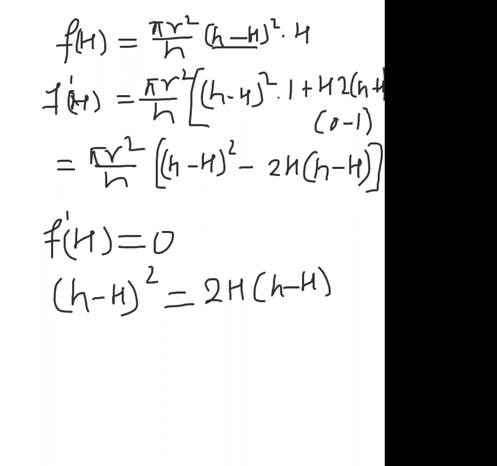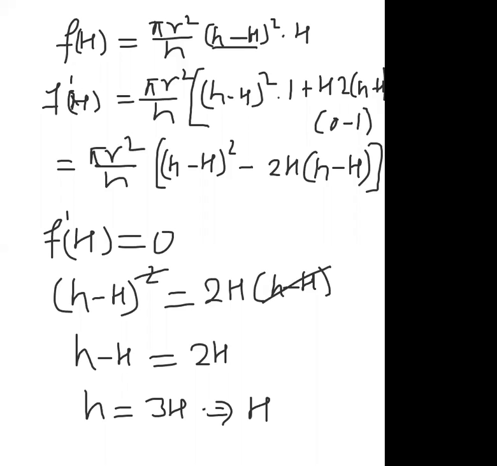Now see, h minus h2, 1 power will get cancelled. H minus h is equal to 2h. H is equal to 3h. So they are saying that the height of the cylinder is 1/3 that of the height of the cone. This only was to be proved. This was the first part of the question.